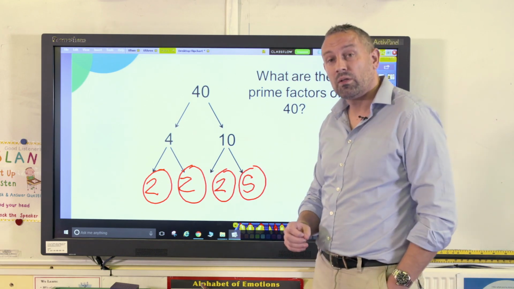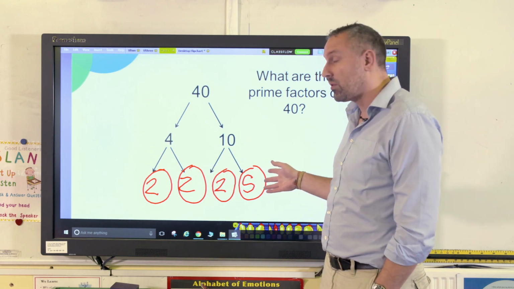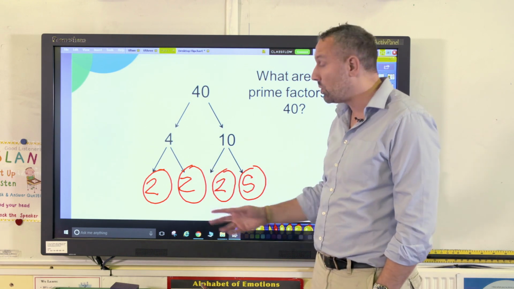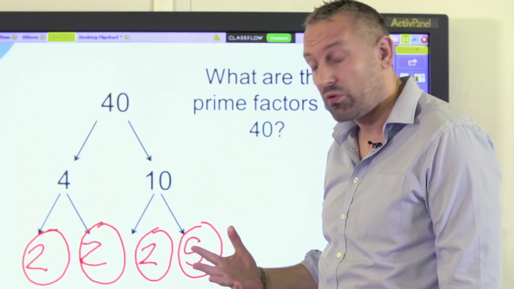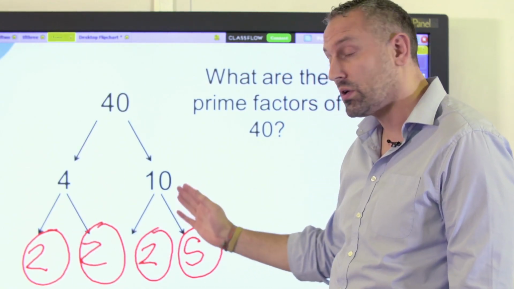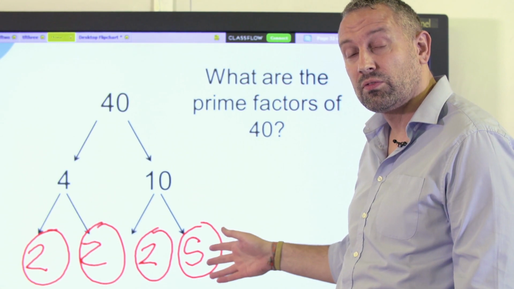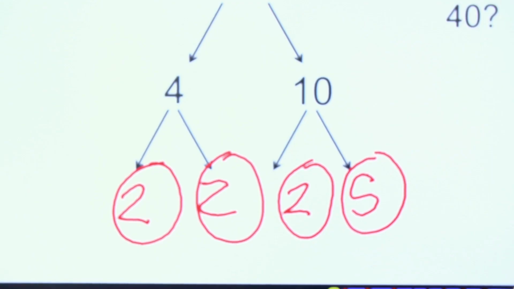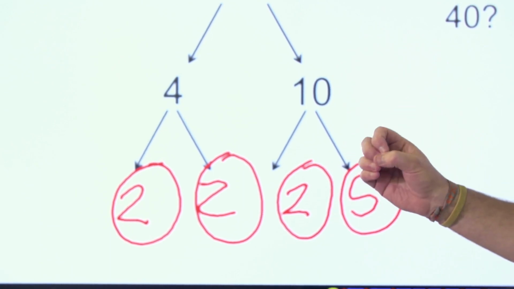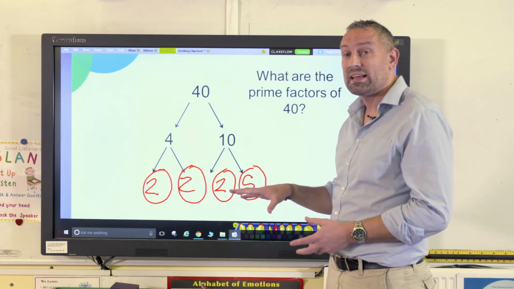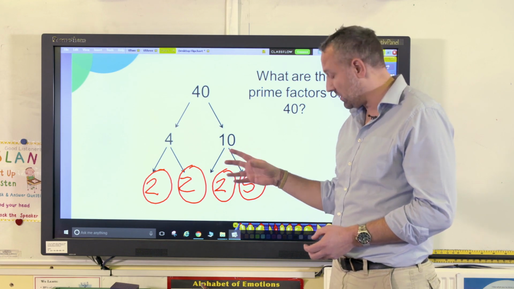Now when you get all the final prime numbers there, if you multiply them together, you will get the number that we started with. For example, 2 times 2 times 2 times 5 equals 40. This is really useful for when you're looking at larger numbers and you're dealing with prime factors. Having a really good understanding of what makes that number is really beneficial for the children.